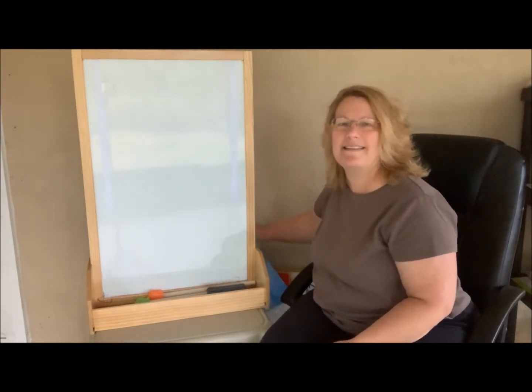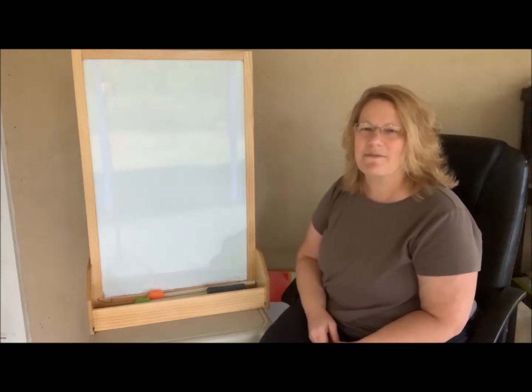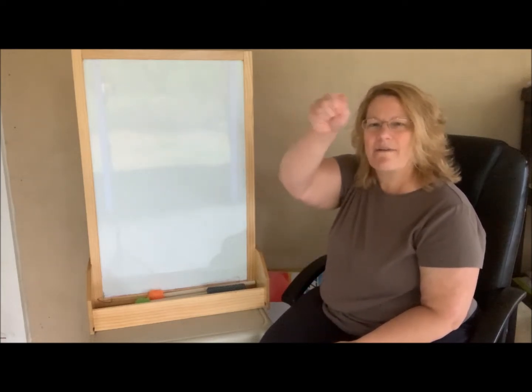I hope you have crayons, paper, whiteboard, markers, something to write with and something to write on. If not, you can do air writing. Okay, for writing today, since we've been learning about animals, I want to write some animal words and draw some animal pictures. And I want to start with a cat.